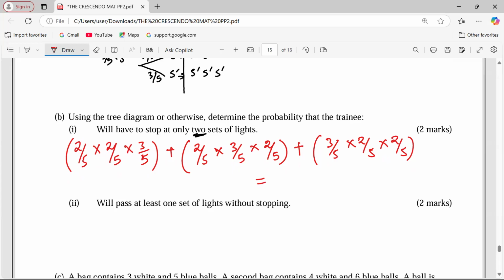So 12 over 125 three times. So 12 over 125 or 12 over 125 or 12 over 125, where or means addition in probability. So the answer settles at 36 over 125.